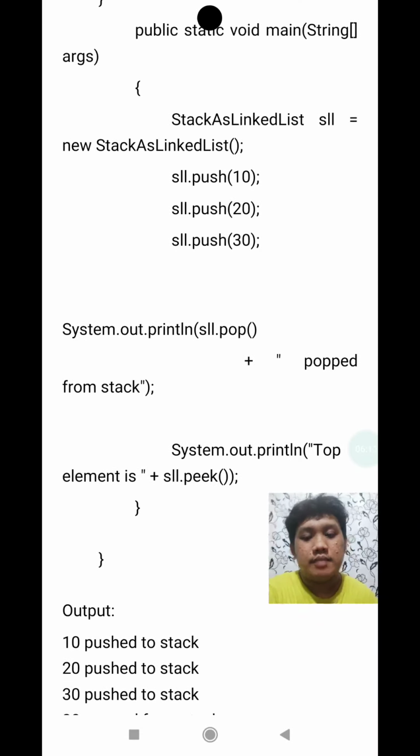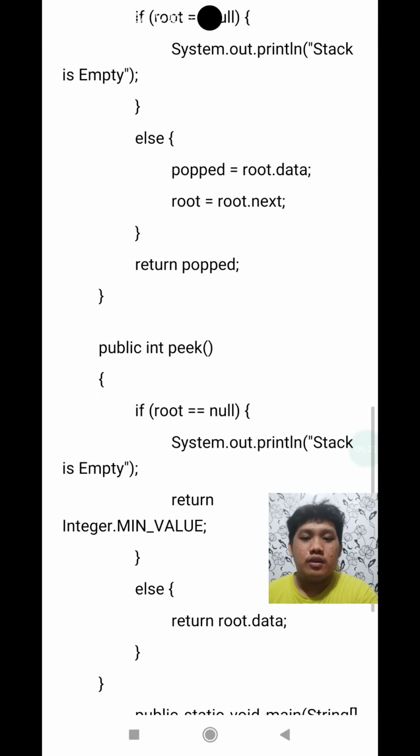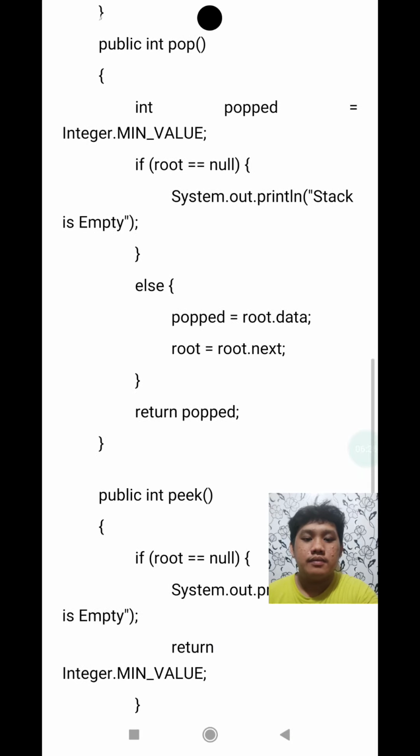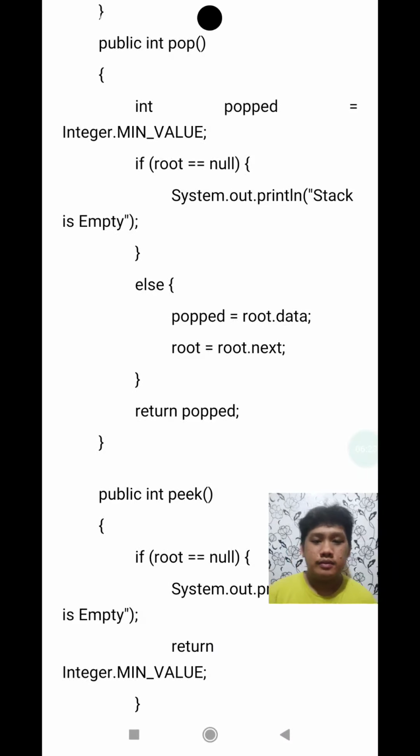Next is the System.out.println SLL.pop plus popped from stack. Since it invokes the pop method, we call the pop method here. The pop method is used when you want to eject or remove an element from our stack.